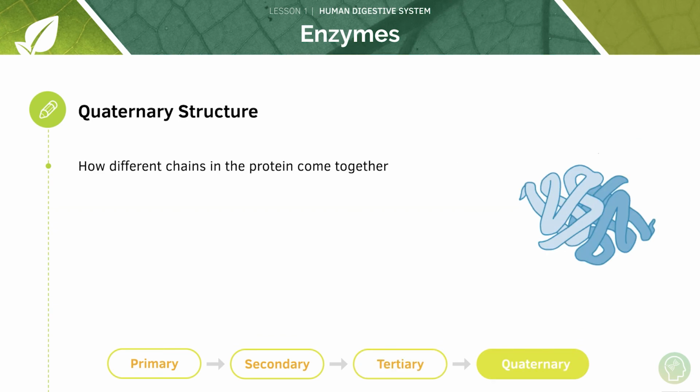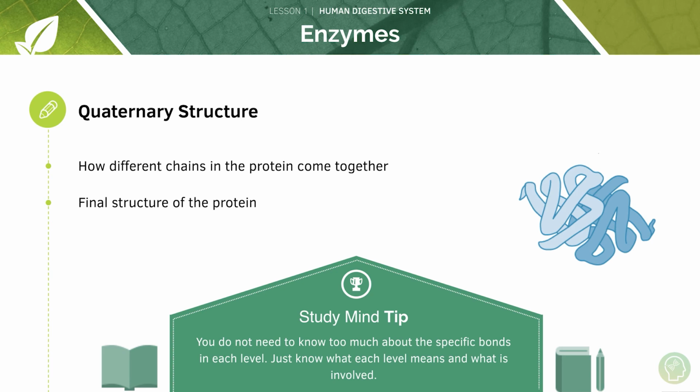And finally, the quaternary structure is how different chains in the protein come together. And this forms the final structure of the protein. Now, don't worry too much about the bonds at each level, but do know the definition of what each level means and what is involved.